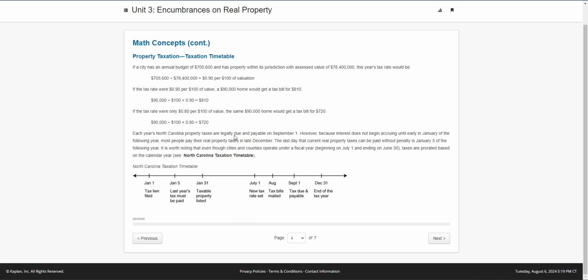Each year tax is legally due and payable September 1st, however, because interest does not begin occurring until early in January the following year, most people pay their real property taxes in late December. The last day that current real property tax can be paid without penalty is January 5th the following year. So if the tax lien is filed, last year's tax must be paid by that 5th. Then taxable property is listed, new tax rate is set, tax bill mailed, tax due and payable, end of tax year.